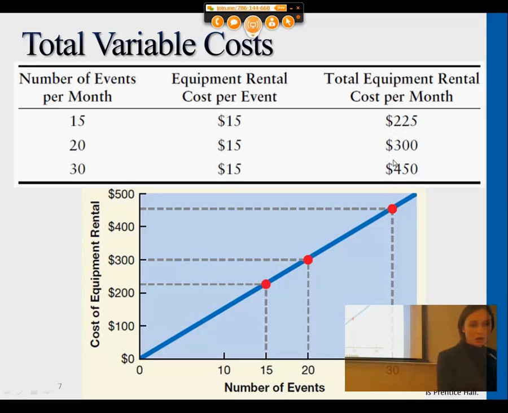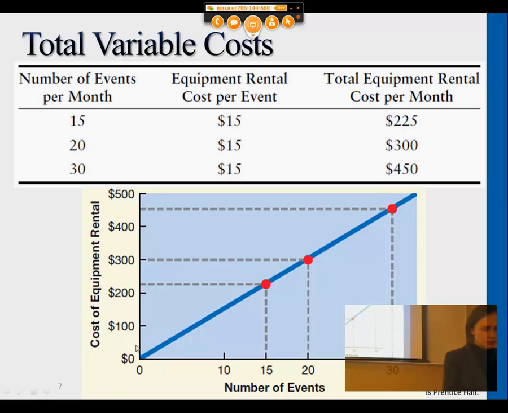My total variable cost is changing, right? So when I'm multiplying 20 by 15, I get total cost per unit, per month, and it's 300. Okay, so it's going up. Now let's look at 30. When I have 30 events, it's still going to cost me $15, but my total cost for the equipment is going to be $450. So let's try to plot.